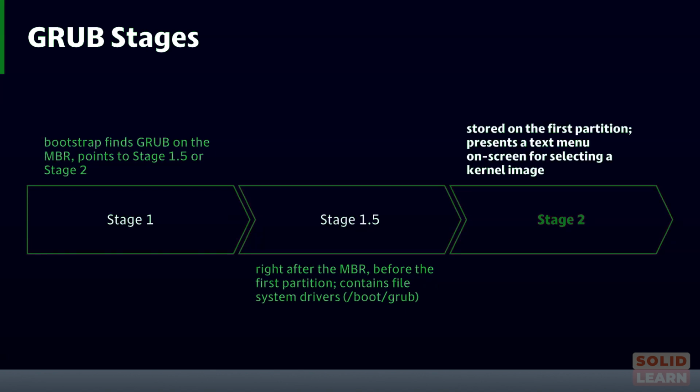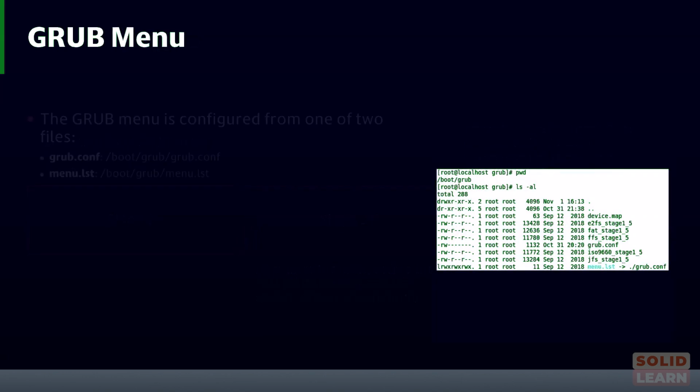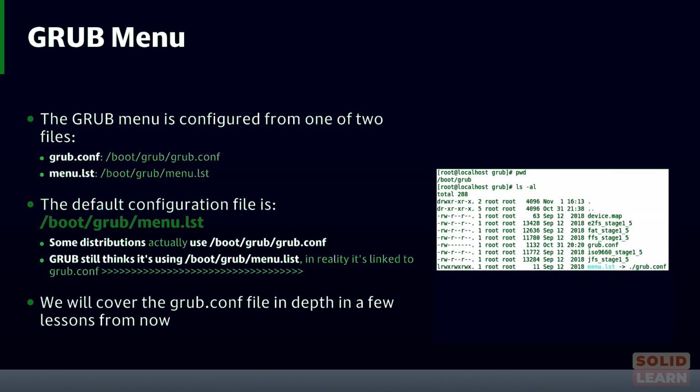From there, you will go to stage 2, which is stored on that first partition, and that presents the text menu we saw a couple of times now, the GNU bootloader menu, and that gives us options for selecting a kernel image. Now, what we see in that GRUB menu is configured from one of two files. It could be grub.conf or menu.lst. The default configuration file is actually /boot/grub/menu.lst, but some distributions actually use /boot/grub/grub.conf. GRUB still thinks it's using menu.lst, but really it's linked to grub.conf.